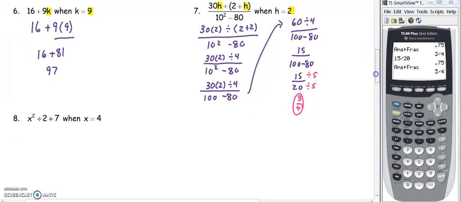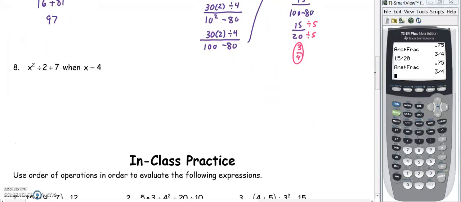Number 8, x squared divided by 2 plus 7 when x is 4. So we have x is 4. We're going to substitute 4 into the equation. Remember to use parentheses when you substitute. So 4 squared divided by 2 plus 7. 4 squared is 16, which is my first step because it was an exponent. Divide by 2 plus 7. Next step, I'm going to divide. 16 divided by 2 is 8. And I'm going to add for my last step, so my final answer is 15.